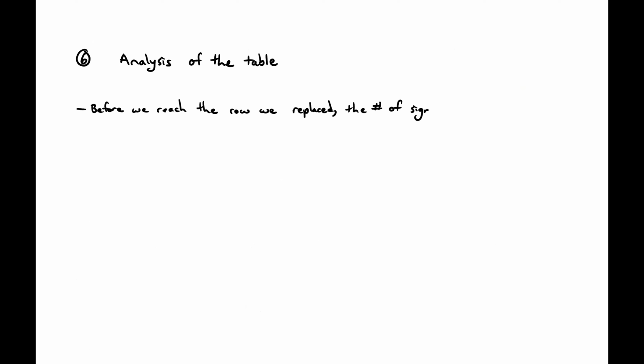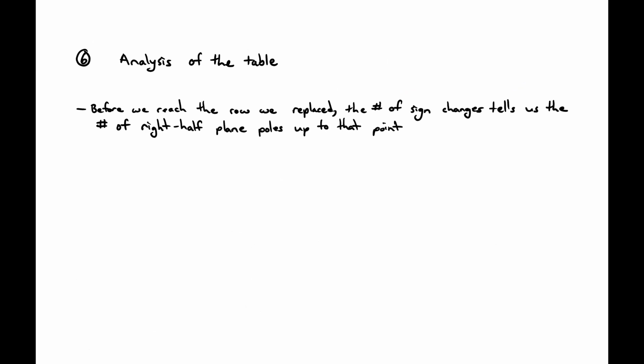But now, our final step, step number 6, is to do analysis of the table with the special case. So we break it up into two parts. We look at before we replace that row of zeros and after we replace that row of zeros. So before we replace the zeros, the number of sign changes tells us the number of right half plane poles up to that point, right? So if we're unstable up to that point.